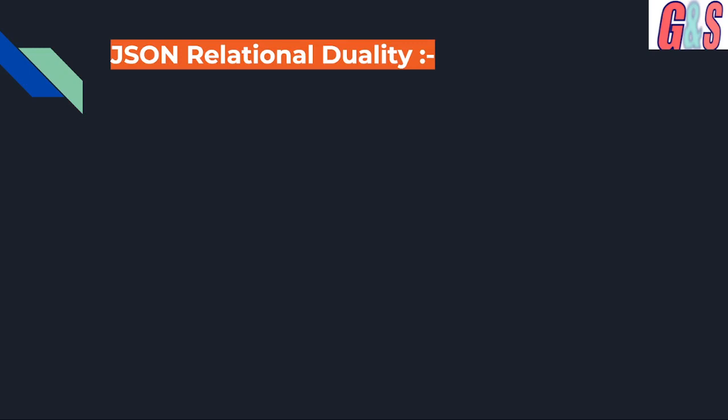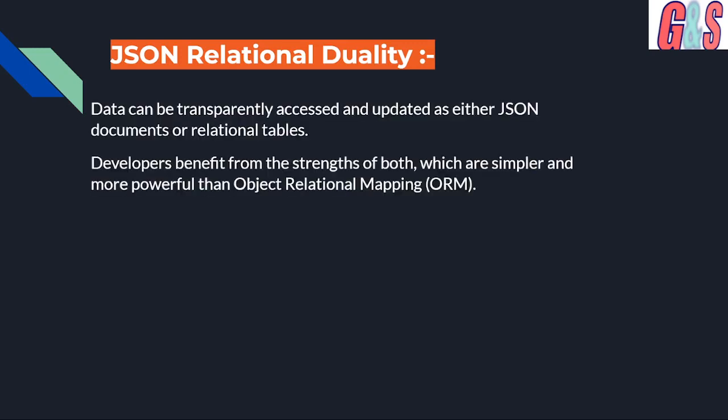First is JSON relational duality. Data can be transparently accessed and updated as either JSON documents or relational tables. Developers benefit from the strength of both, which are simpler and more powerful than object relational mapping, ORM.